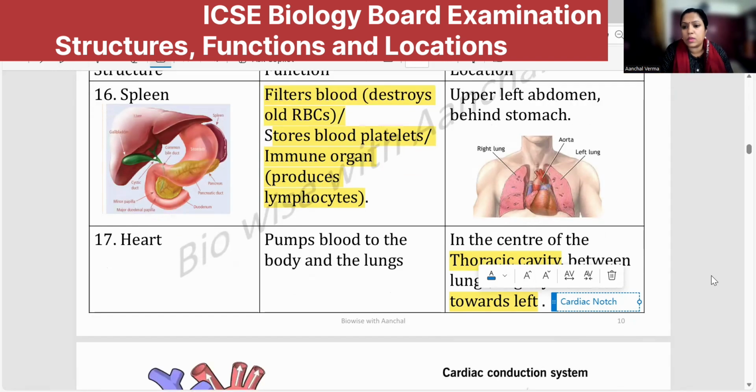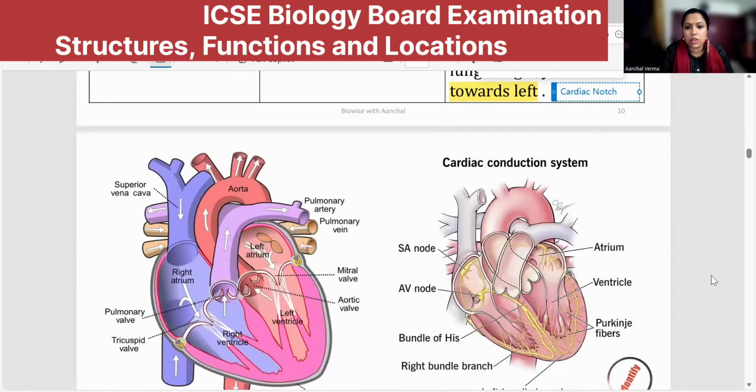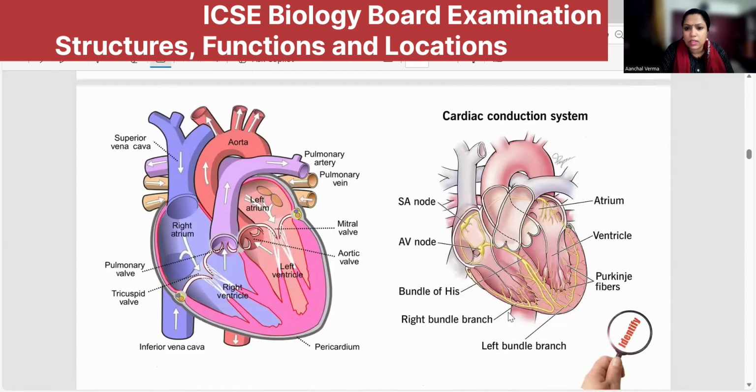Then next one. This is your heart, you can see. Now here I'll just show you the different parts. You have the atrium, the ventricles. You can see these are the ventricles. This is the septum. Then here you have the tricuspid valve. Here you have the bicuspid valve. Here you have the aortic semilunar valve. And here you have the pulmonary semilunar valve. Correct? Here you have the biggest artery, that is the aorta. So all these structures and functions can be asked.